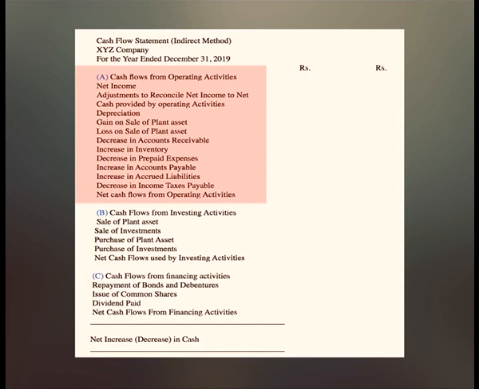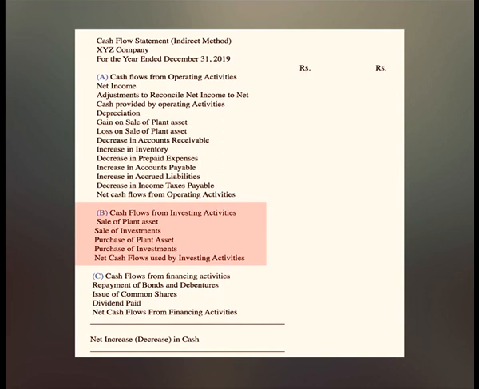First of all, we have cash flows from operating activities. Under this, we have net income, adjustments to reconcile net income to net cash provided by operating activities: depreciation, gain on sale of plant asset, loss on sale of plant asset, decrease in accounts receivable, increase in inventory, decrease in prepaid expenses, increase in accounts payable, increase in accrued liabilities, decrease in income taxes payable. Net cash flows from operating activities will be the result of all this.